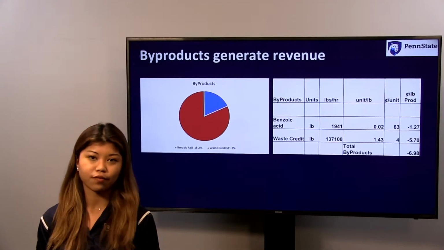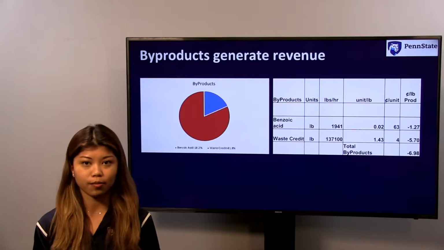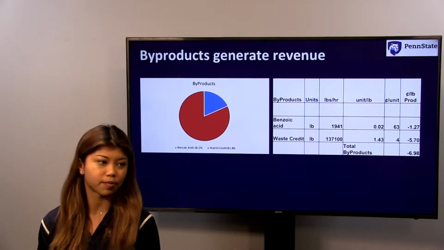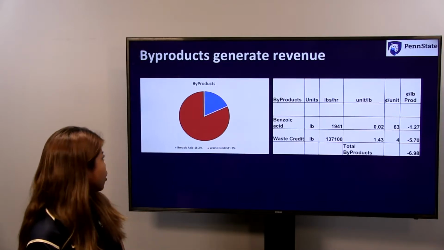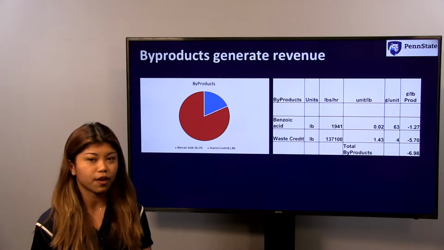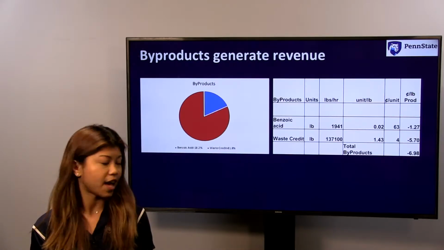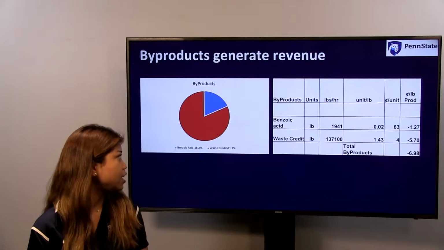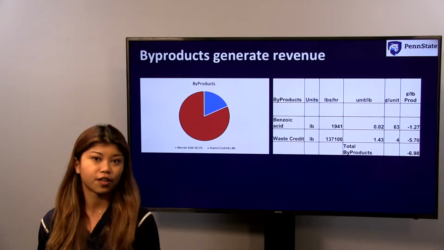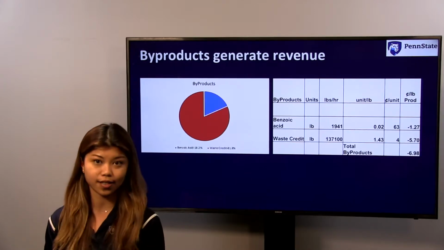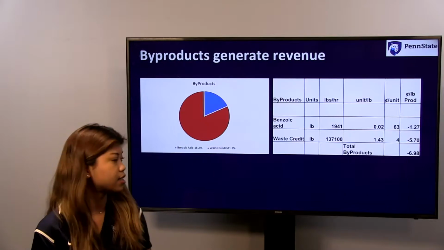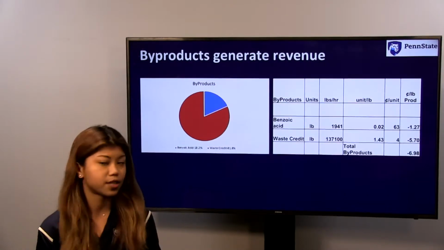Now, this is a combination of all the waste streams in the process, and this was able to sell for 5.7 cents per pound. If you look at the pie chart, you will see that the waste credit makes up the majority of the revenue obtained, and that is largely due to the fact that the flow rate of the waste credit is much higher than that of the benzoic acid. The total revenue generated by the byproducts is 6.98, a little under 7 cents per pound.